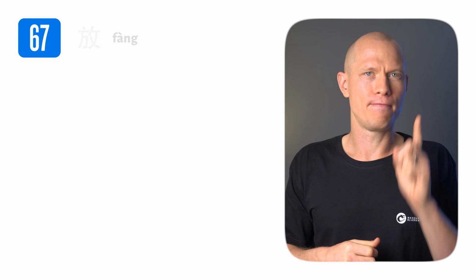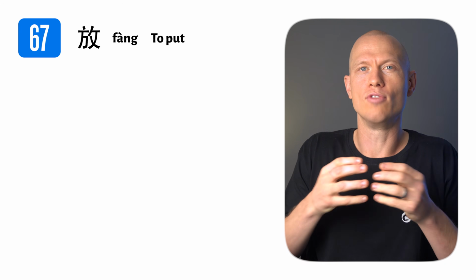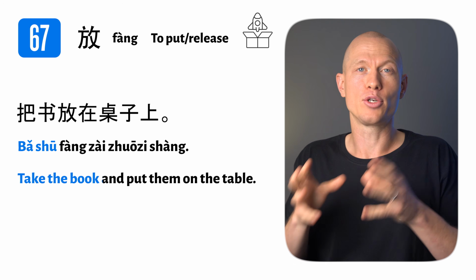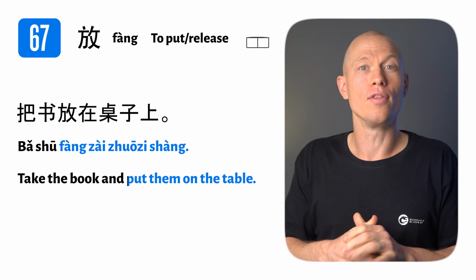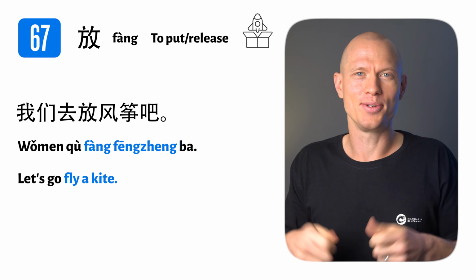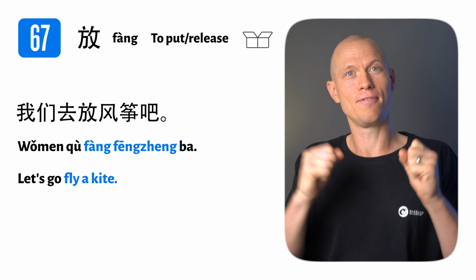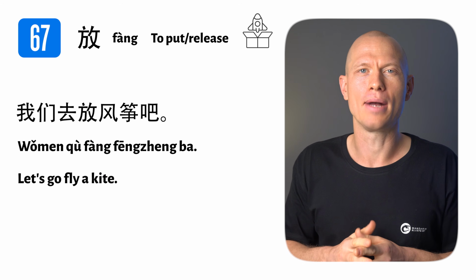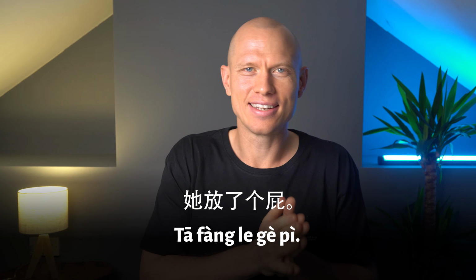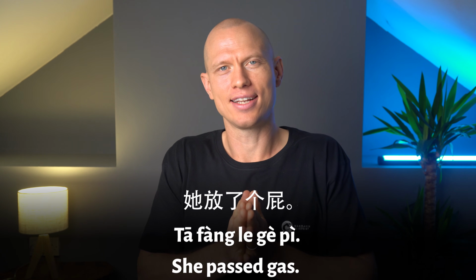Next verb, 放, means to put or release, depending on the context. 把书, take the books, and 放在桌子上, put them on the table. 放风筝 is to fly a kite, literally to 放, release a kite into the air. 我们去放风筝吧. And it's also used to pass gas, to release gas. 她放了个屁. She passed gas.